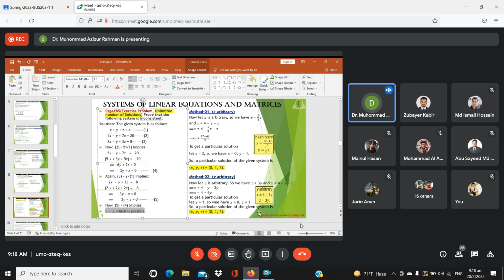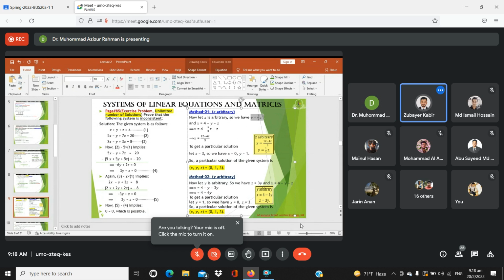Arbitrary means you can choose the value of z. So how should we do? We start from equations 4 and 5. In this equation, you see 3y equals z, right? So what is y equal to? Y equals z by 3. Is it clear?